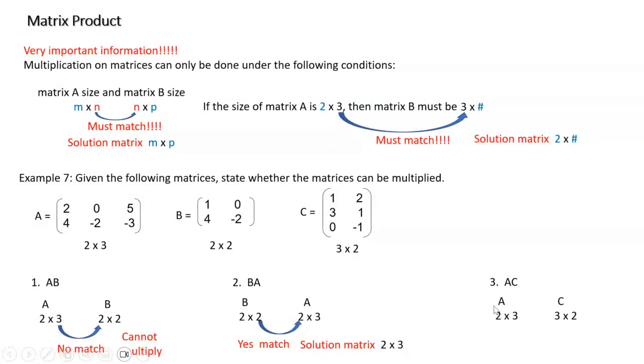How about A times C? A is a 2 by 3 matrix, and C is a 3 by 2 matrix. So there's also a match here. So yes, it can be done. And the answer will be a 2 by 2. Okay. Now let's multiply them on the next slide.